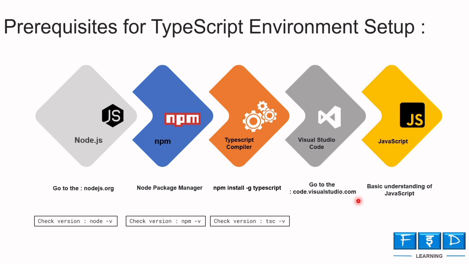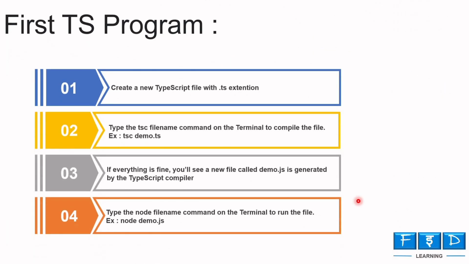So once you're done with environment setup, you can create your first TypeScript program. For that, first you need to create a new TypeScript file with a .ts extension, and then type the tsc space file name command on the terminal to compile the file. For example, tsc space demo.ts. This is your file name.